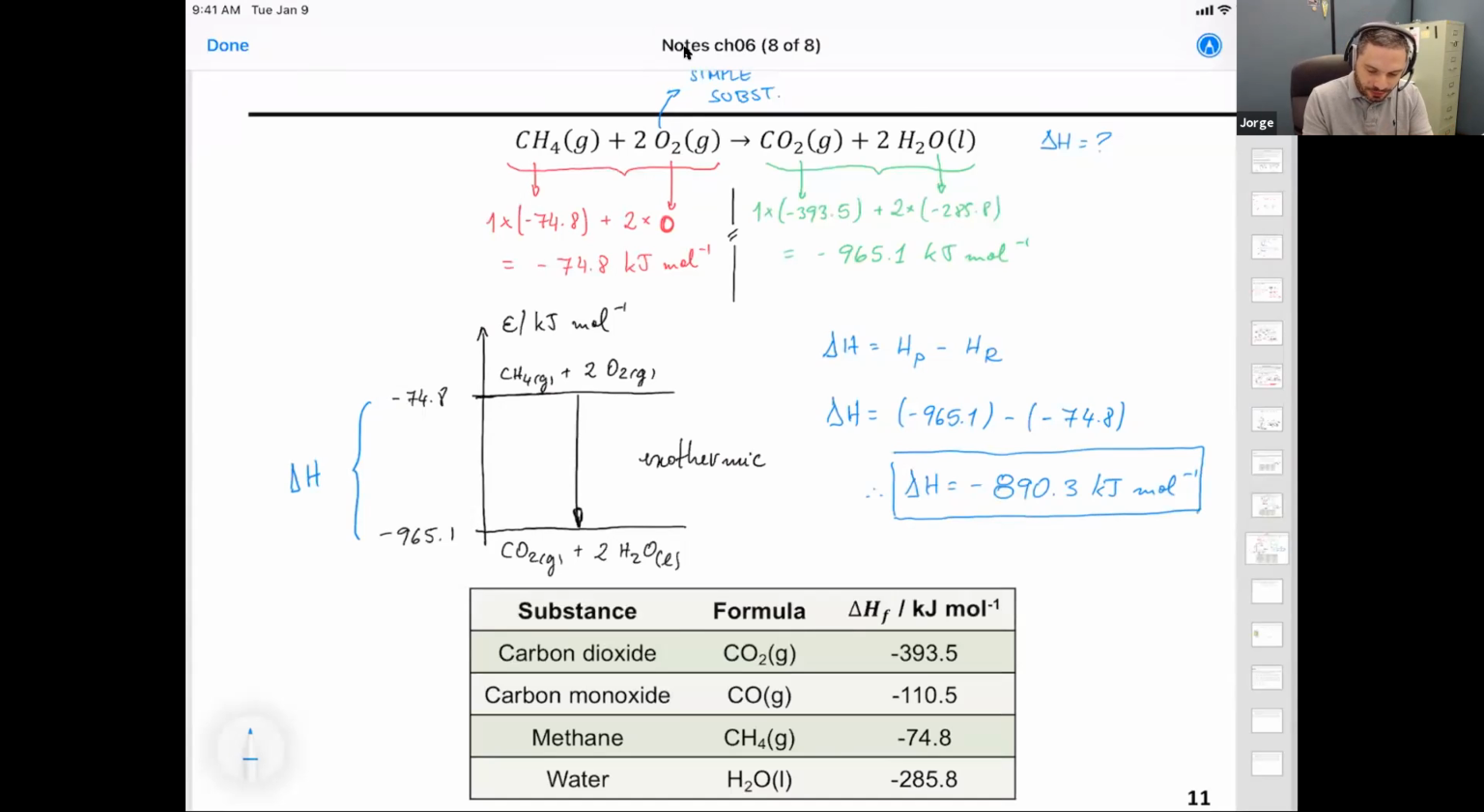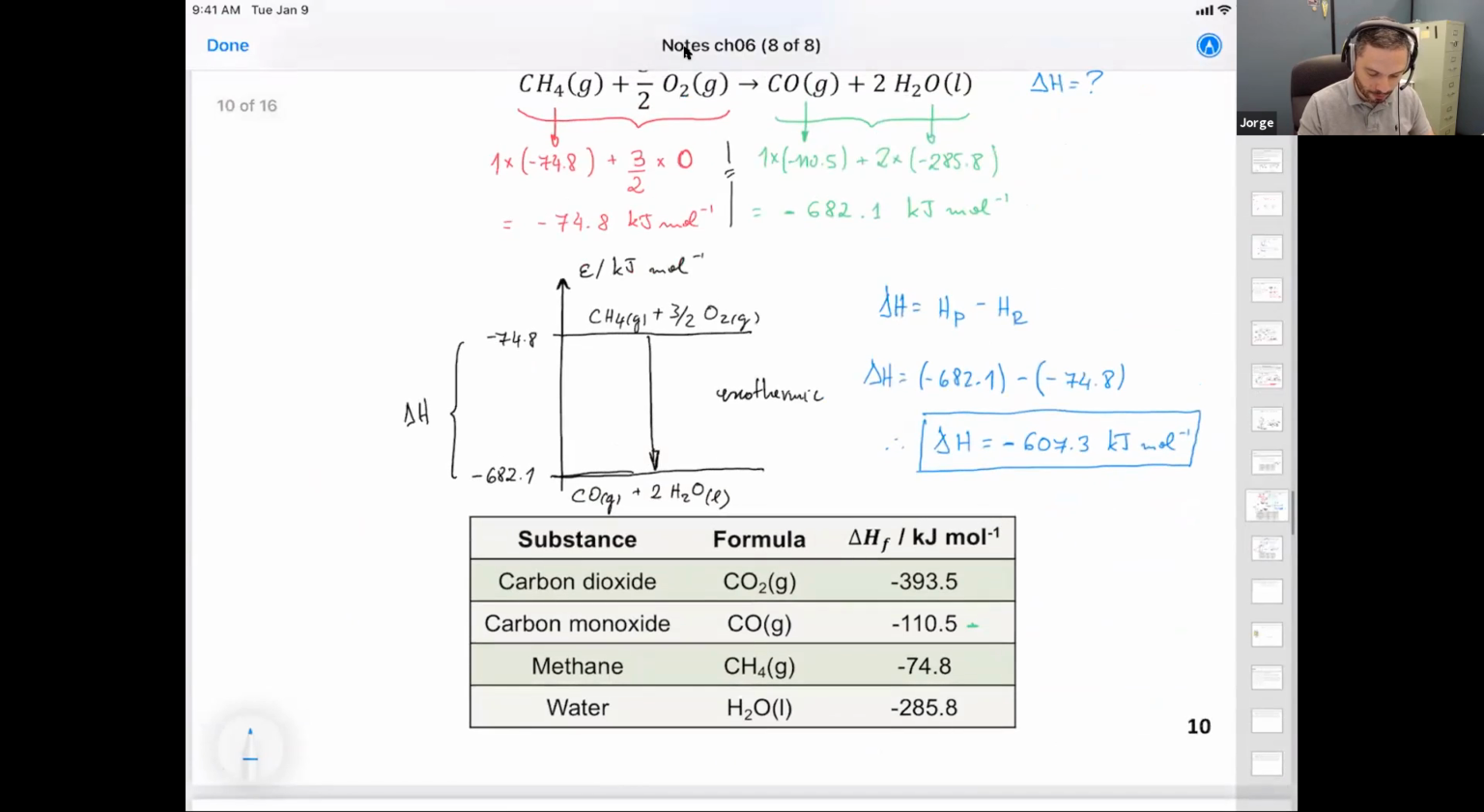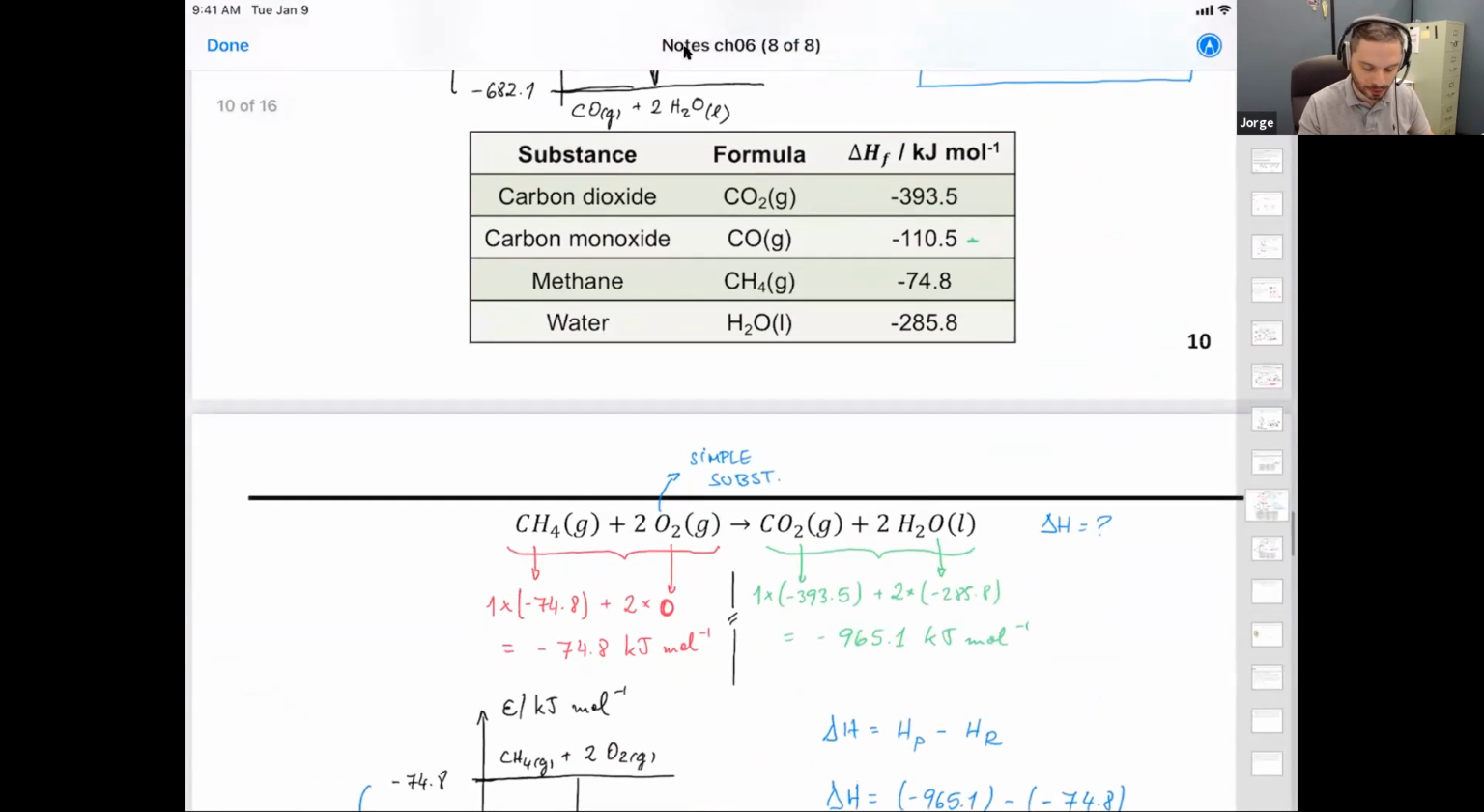See that the difference between complete and incomplete combustion is basically the amount of oxygen that is reacting, and the consequence of that is the production of CO2 instead of CO. But that has a huge effect in the final value of delta H. So if we compare here, minus 890 with minus 600, that's almost 50% more.